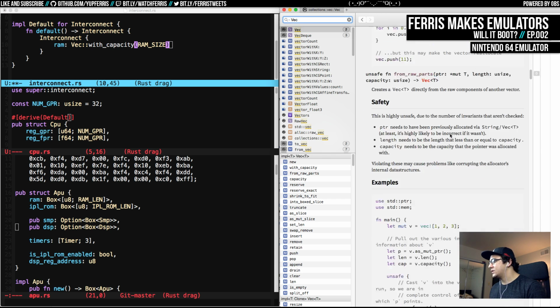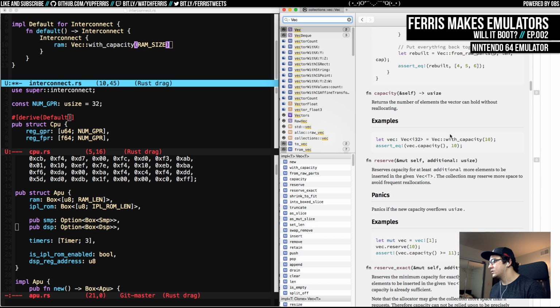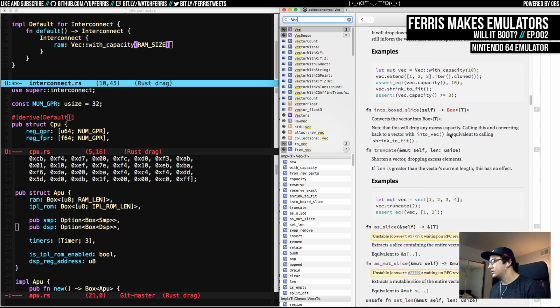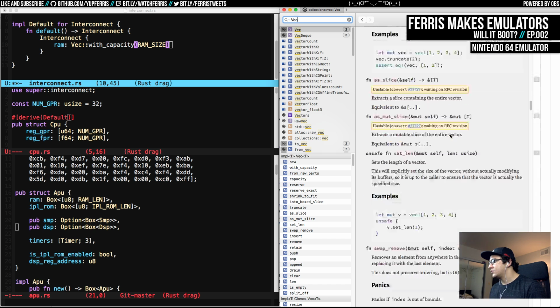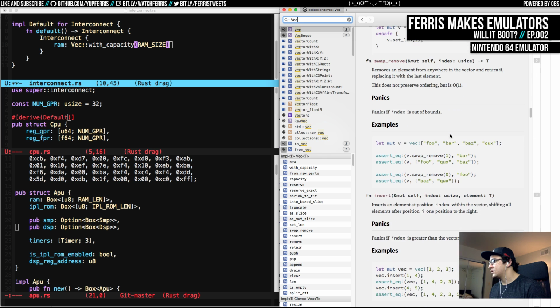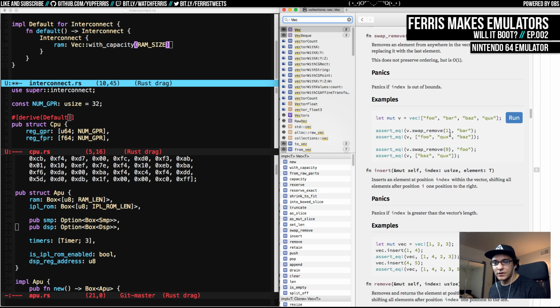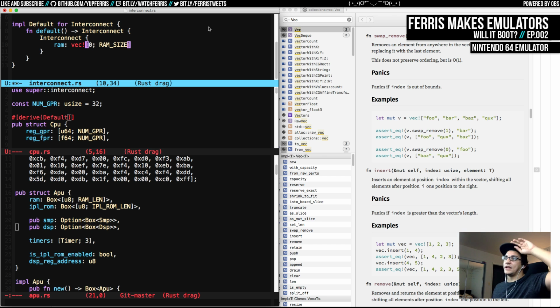Or actually, there might be a better way to do that. Oh yeah, of course we can use the vec macro. Thanks, move away 00. And then we can just use the same thing here. Yeah, but now I've created it as a vector.